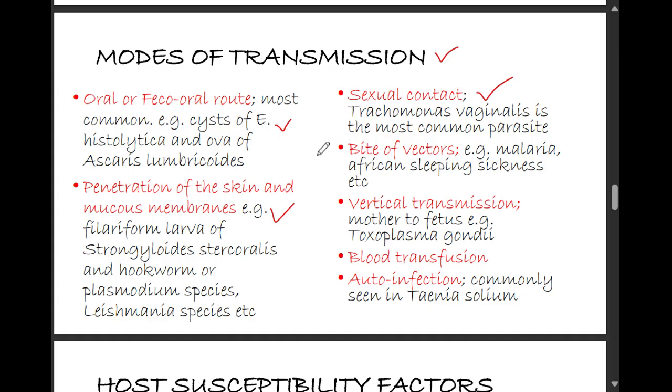Another mode of transmission is bite of vectors, for instance, malaria, where you have the female Anopheles mosquito. You also have African sleeping sickness, which is as a result of a fly.